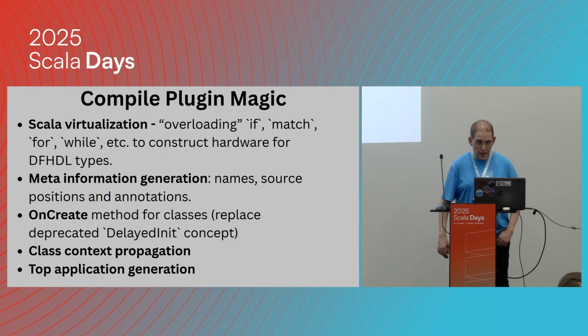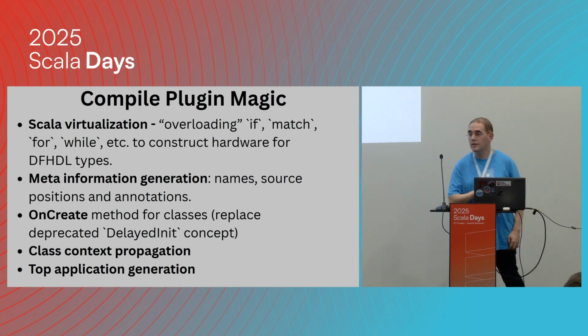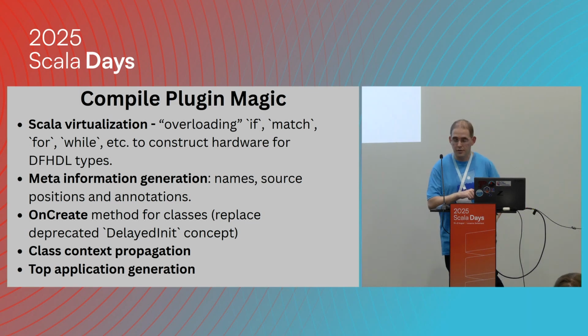Also, compiler plugin magic. As you've seen from the code, we are using Scala if, and we can also have Scala match, and we can use for and while within the dataflow, within the DFiant HDL construction code. This enables us to construct hardware very easily, and we don't need special operations to do that like other languages do. Sorry, how much time do we have? 15 minutes? Okay.